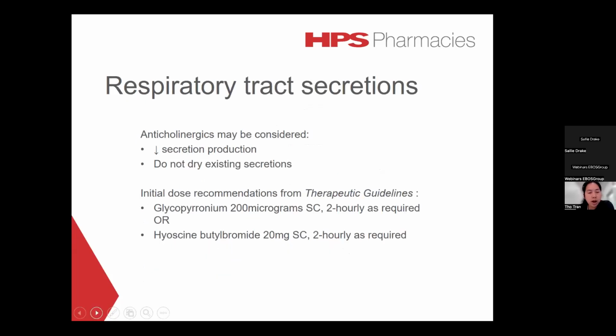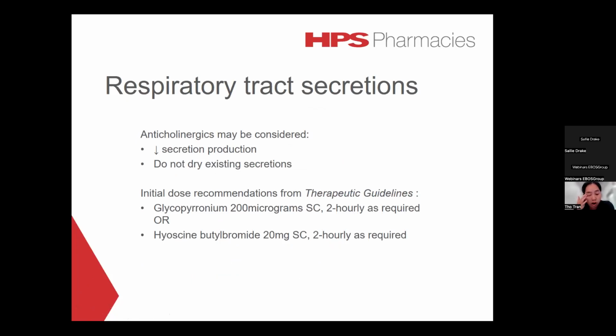Next, another symptom is respiratory tract secretions. If medications are considered appropriate for the management of respiratory secretions, an anticholinergic may be used. These agents can reduce the production of secretions, but do not dry existing secretions. Therefore, they should be administered early if they are to be used at all.